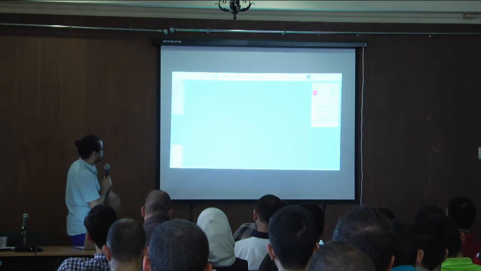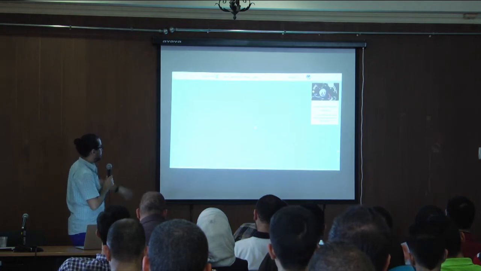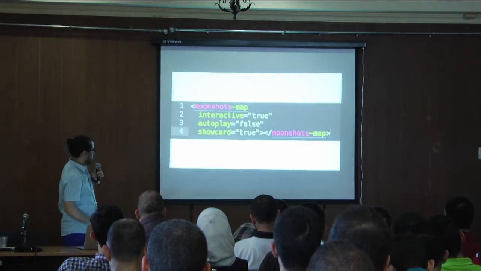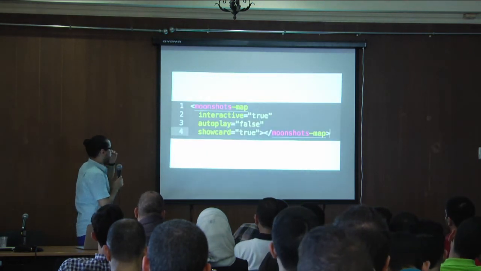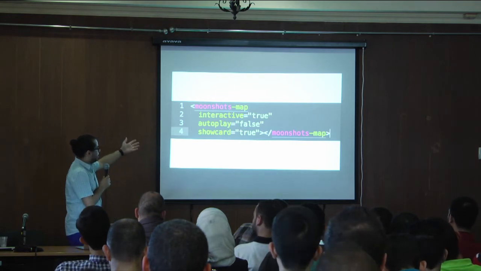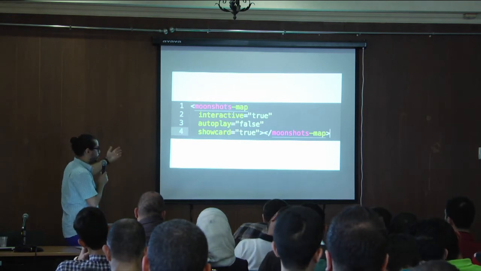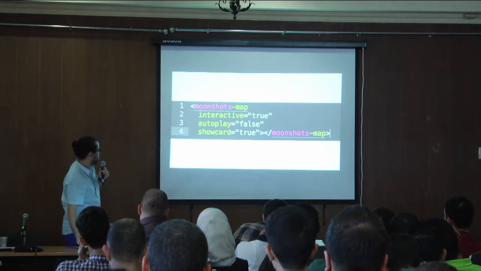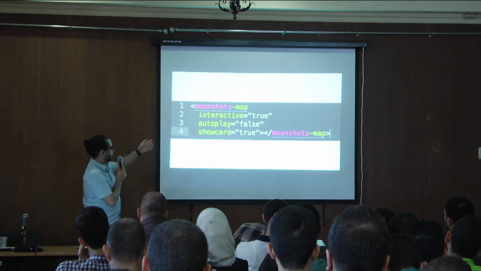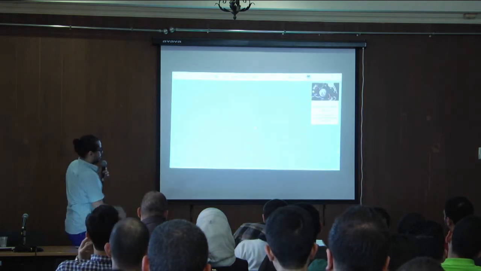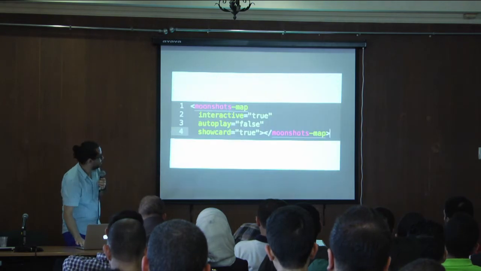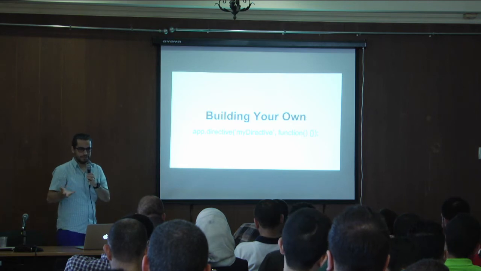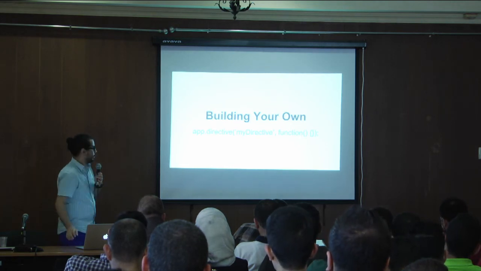Another example is an interactive map directive. So the whole thing is a directive, right? And this is the code, for example, you can use it. So moonshots map. Moonshots is what we call the projects' moonshots map. And you can pass it, for example, interactive, autoplay. Autoplay will start actually moving around and show you projects around the map. And show card equal true, which is that card for the project. So yeah, that's another example for directives. All right. So these are cool. I think it explains why you should use directives.